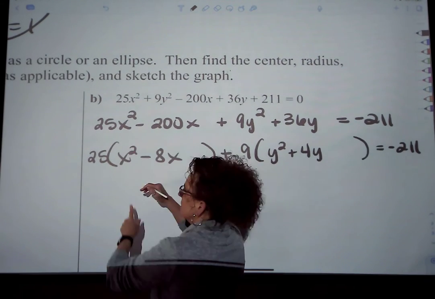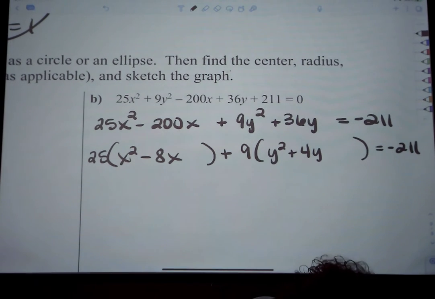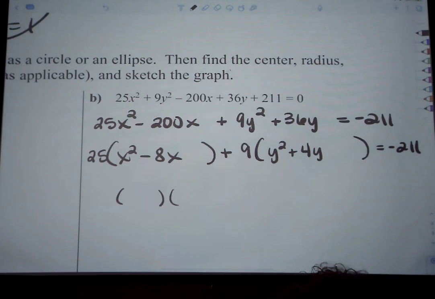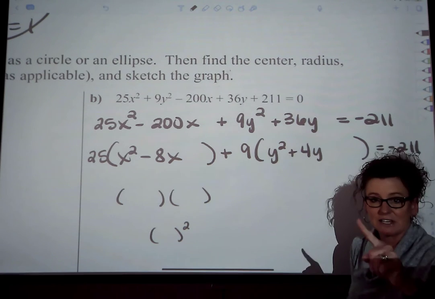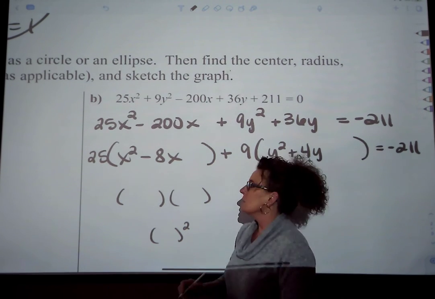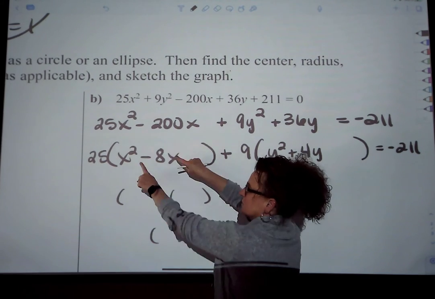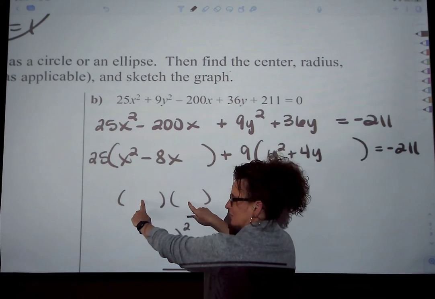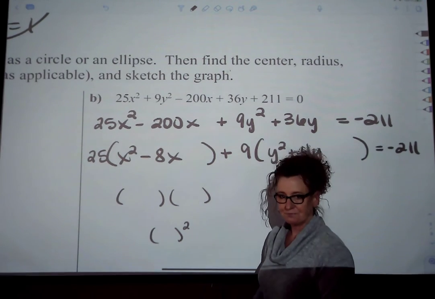I know there's 25 out there. The parentheses need to turn into this, which needs to turn into this. And we did this in the last video. We need to complete the square. So I want to know what this number needs to be so that this factors into two identical binomials so that I can write these as one binomial.